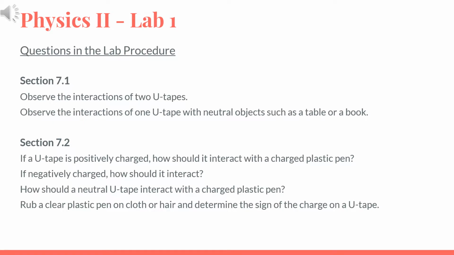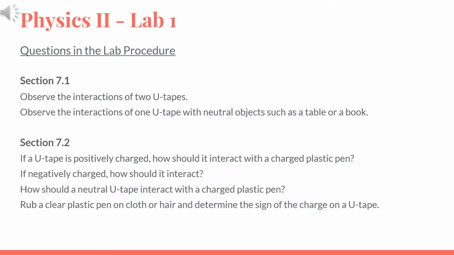In section 7.1 of this lab, I observed that the two U-tapes were attracted to each other, meaning that one had a negative charge while the other had a positive charge. When a U-tape interacted with other objects, I noticed that each U-tape was attracted to neutral objects brought near it, which shows that the U-tapes induced an opposite charge in the neutral objects.